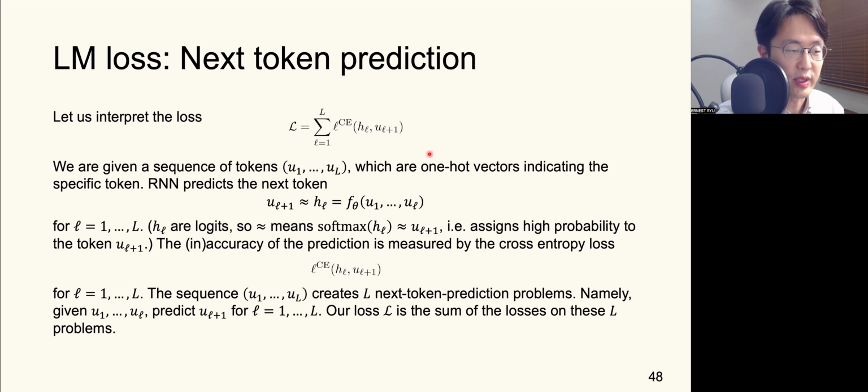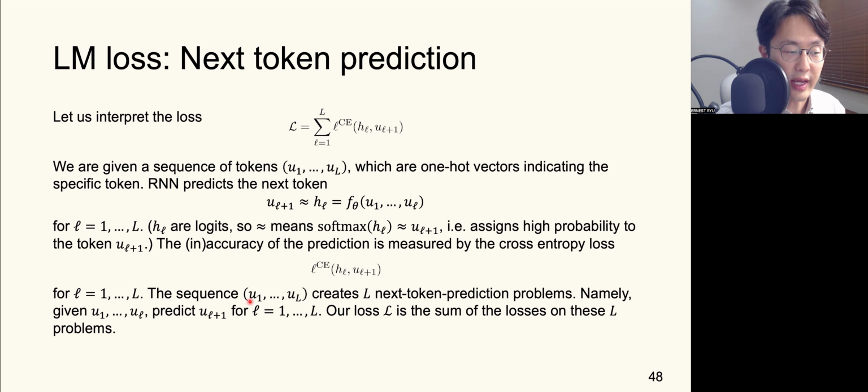So in functional form, this is what the training loss looks like. It's a sum of the cross-entropy losses at all the time steps. So for the training, we are given a sequence of tokens U1 up to UL. There's also the end of string token at position L+1. And then the RNN is trained to predict the next token, given the earlier tokens. So given tokens U1 up to U_l, the RNN produces the final hidden state, in this case the hidden state at position l, and that is used to predict the next token U_{l+1}. The accuracy or inaccuracy of this prediction is measured by the cross-entropy loss at all the positions.